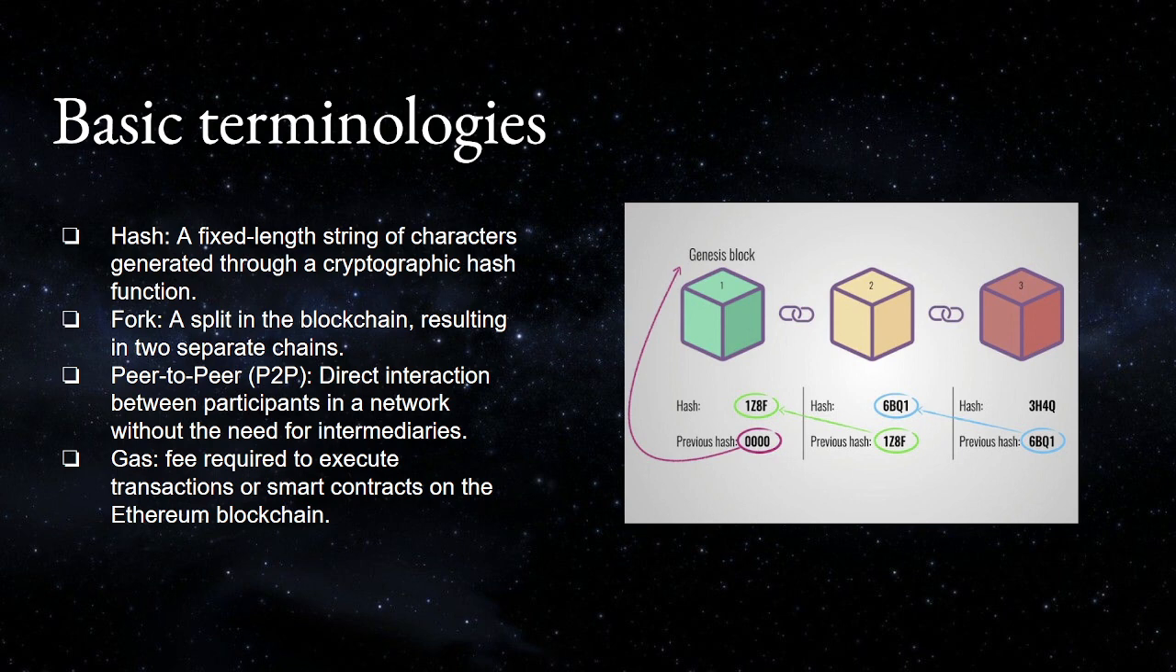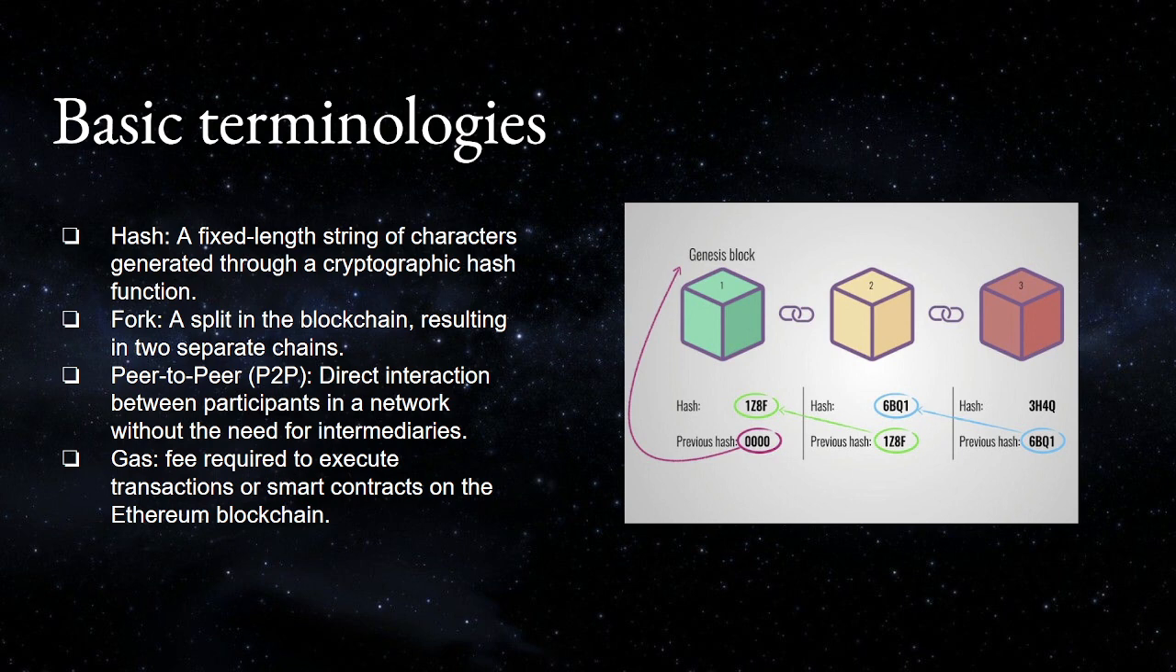Now you guys must have heard me saying Bitcoin is based on a peer-to-peer network. A peer-to-peer or P2P network basically means the interaction is directly between participants and there are no intermediaries involved, as I said earlier.